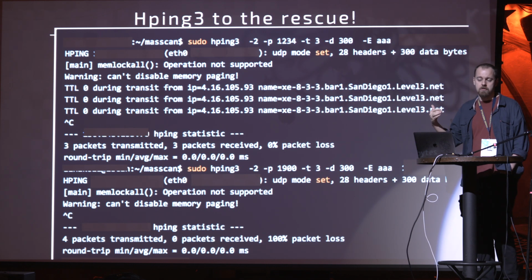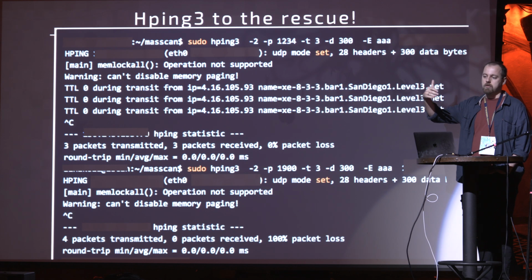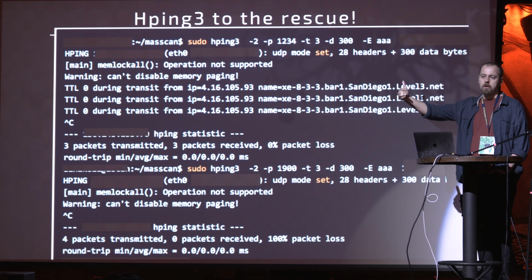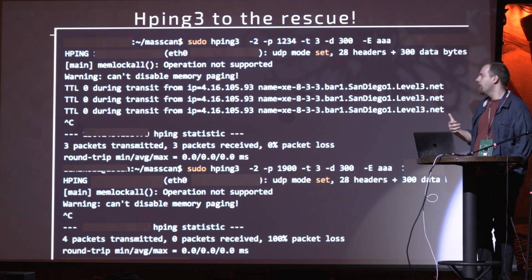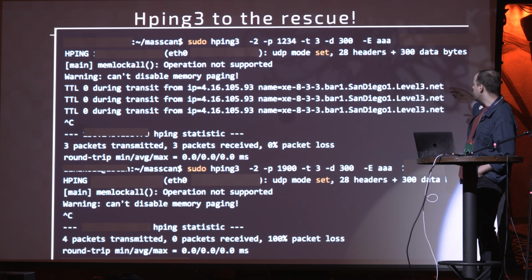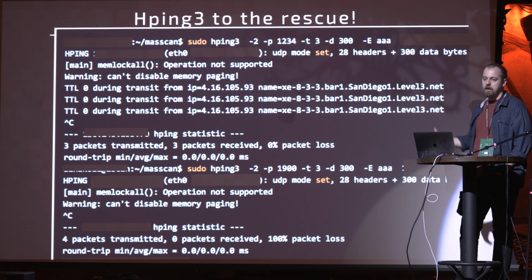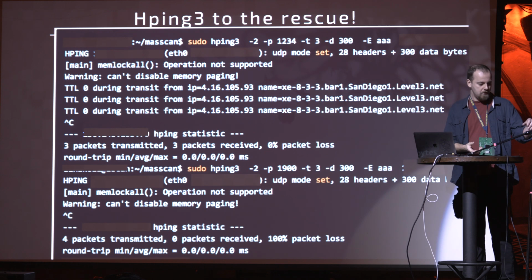So what I expect here to happen is the packet will go 3 hops away from me, and I'll get the notification that the packet died. And that's exactly what we get from somewhere in Level3's network. We got a TTL of 0 during transit from this end there, and the packet died. So this is what you would expect.